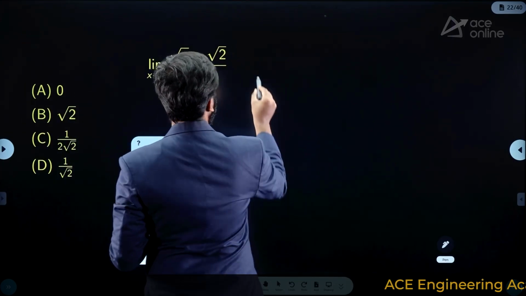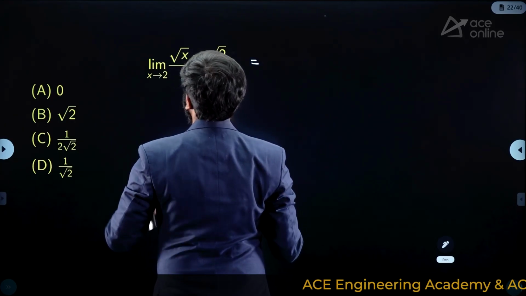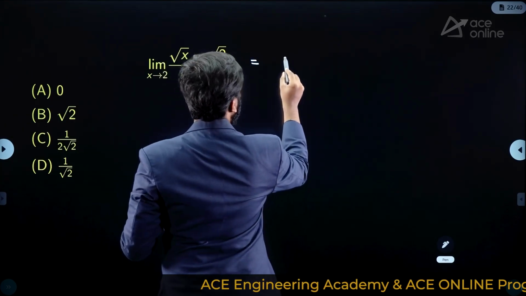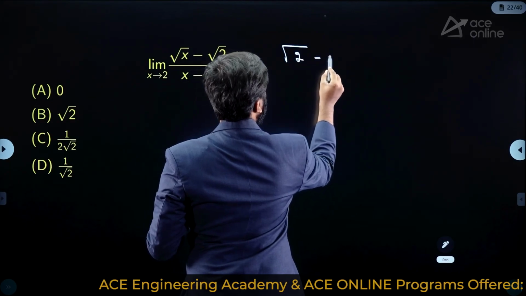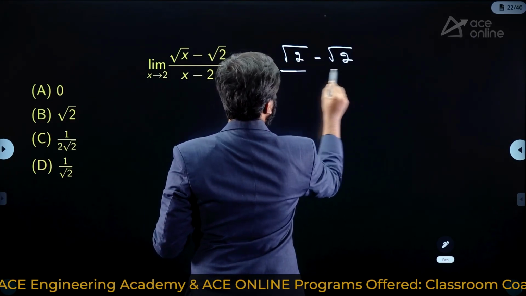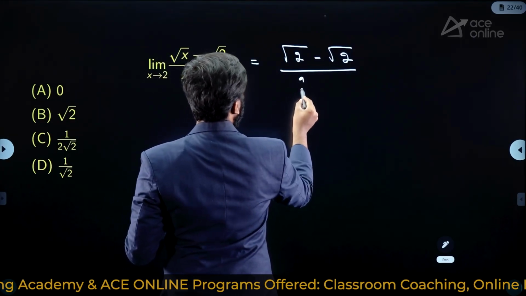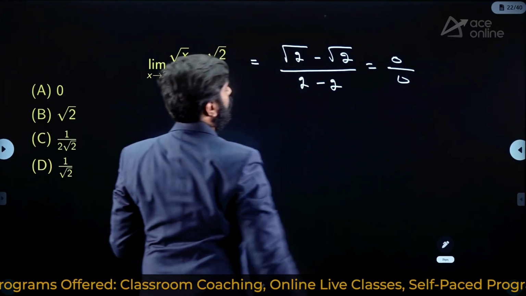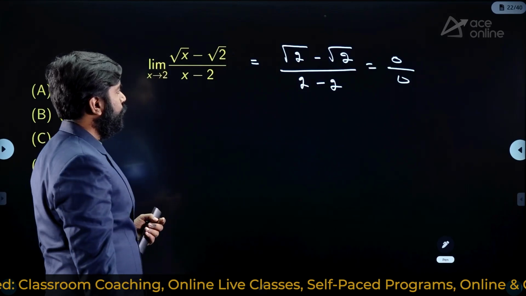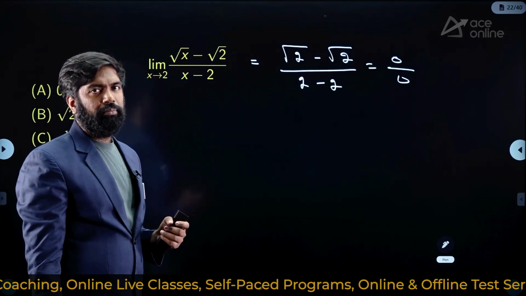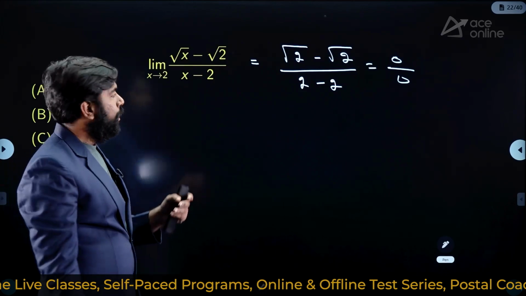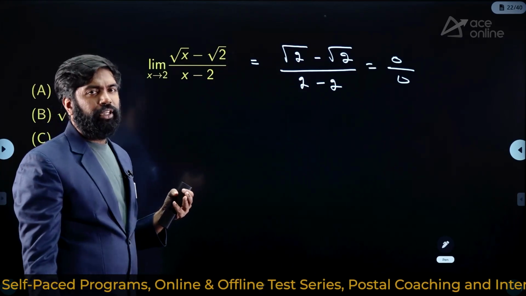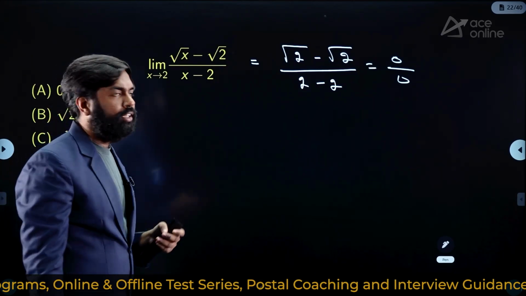If you apply the limit, x tends to 2, so what we get is root 2 minus root 2 by 2 minus 2. So obviously this is 0 by 0 form. Now whenever you have 0 by 0 form, we apply L'Hospital rule. So what L'Hospital rule says is, take the derivative of the numerator, derivative of the denominator separately, apply the limit.